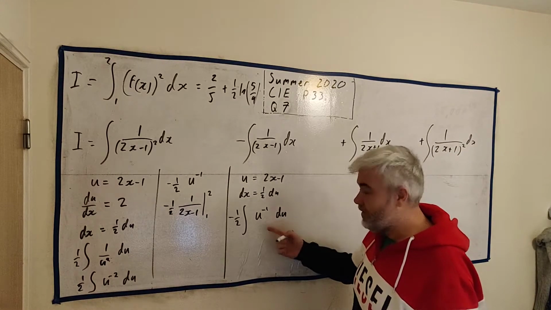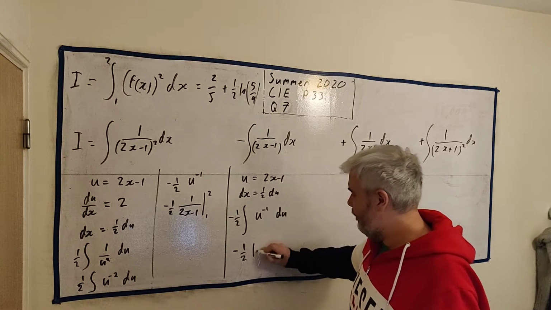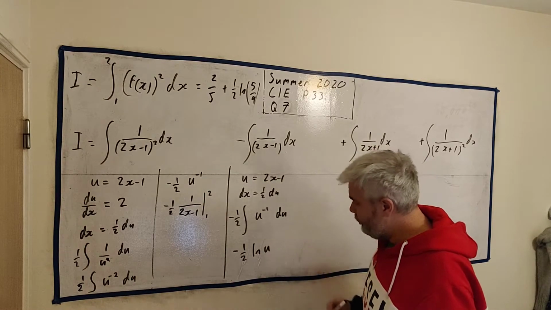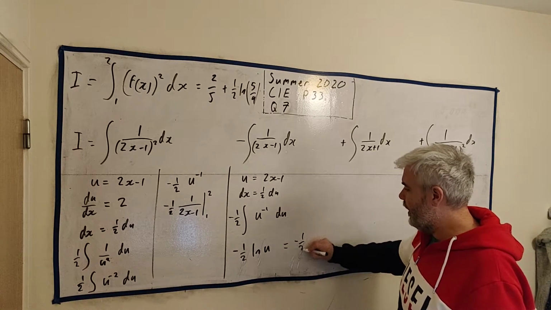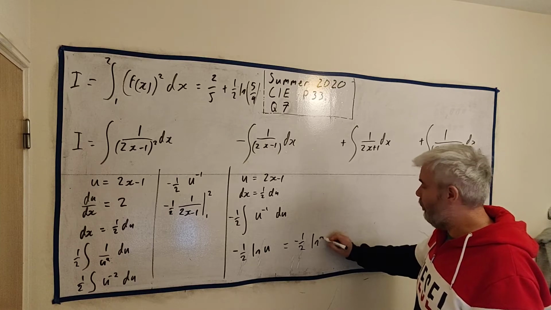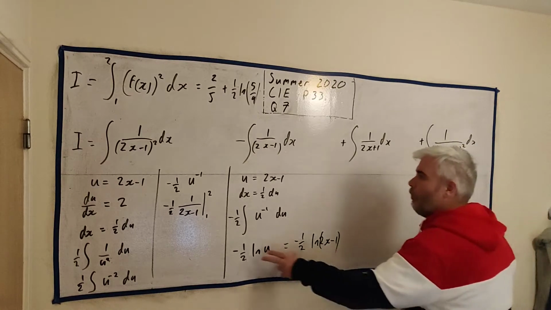So how do we integrate this? This is a special case. It comes out as the natural log. So the answer will be minus a half natural log of u. Or if we write that with the x still there, we get minus a half natural log of 2x minus 1. Alright, that's that one integrated.